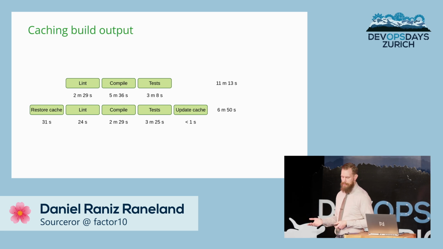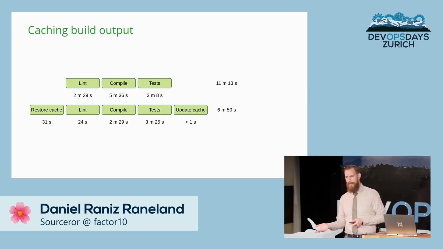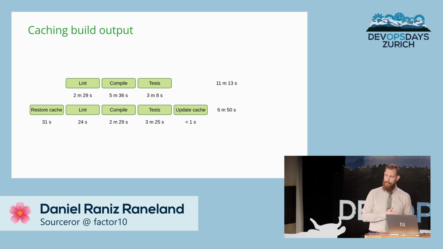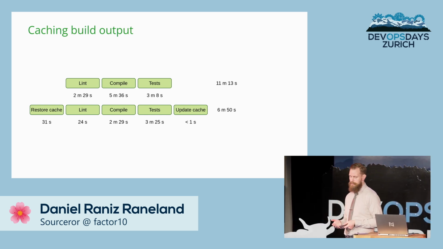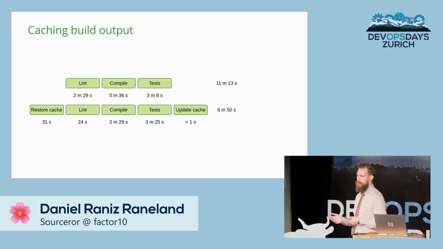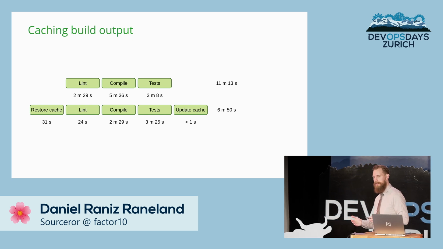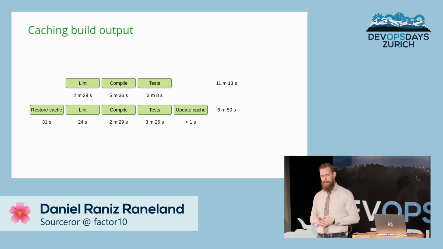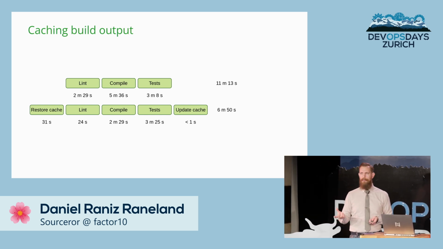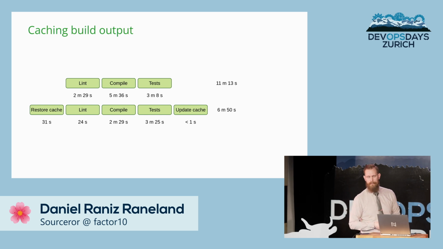So in the Rust case, linting goes from 2.5 minutes to slightly less than half a minute. Compiling is reduced by more than 3 minutes. And of course, the testing step, you still should run all your tests, so that's not affected. But we save almost 7 minutes by just storing a few 100 megabytes of data in the cache.